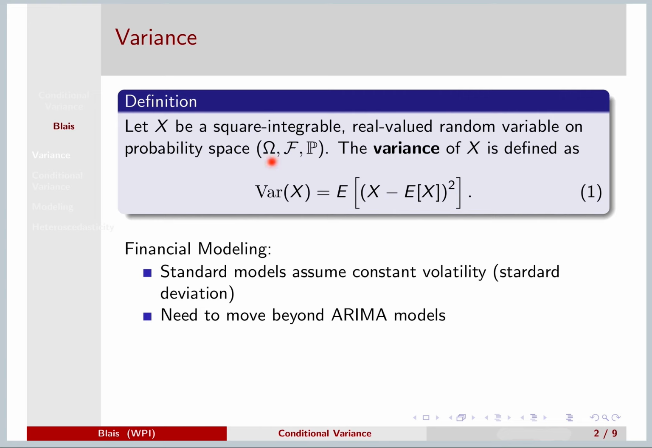Recall Omega is our set of outcomes. F is our sigma algebra of events. So that's a special set of subsets of Omega, and P our probability measure. The variance of X is defined as the expectation of the square of the deviation of X from its mean.